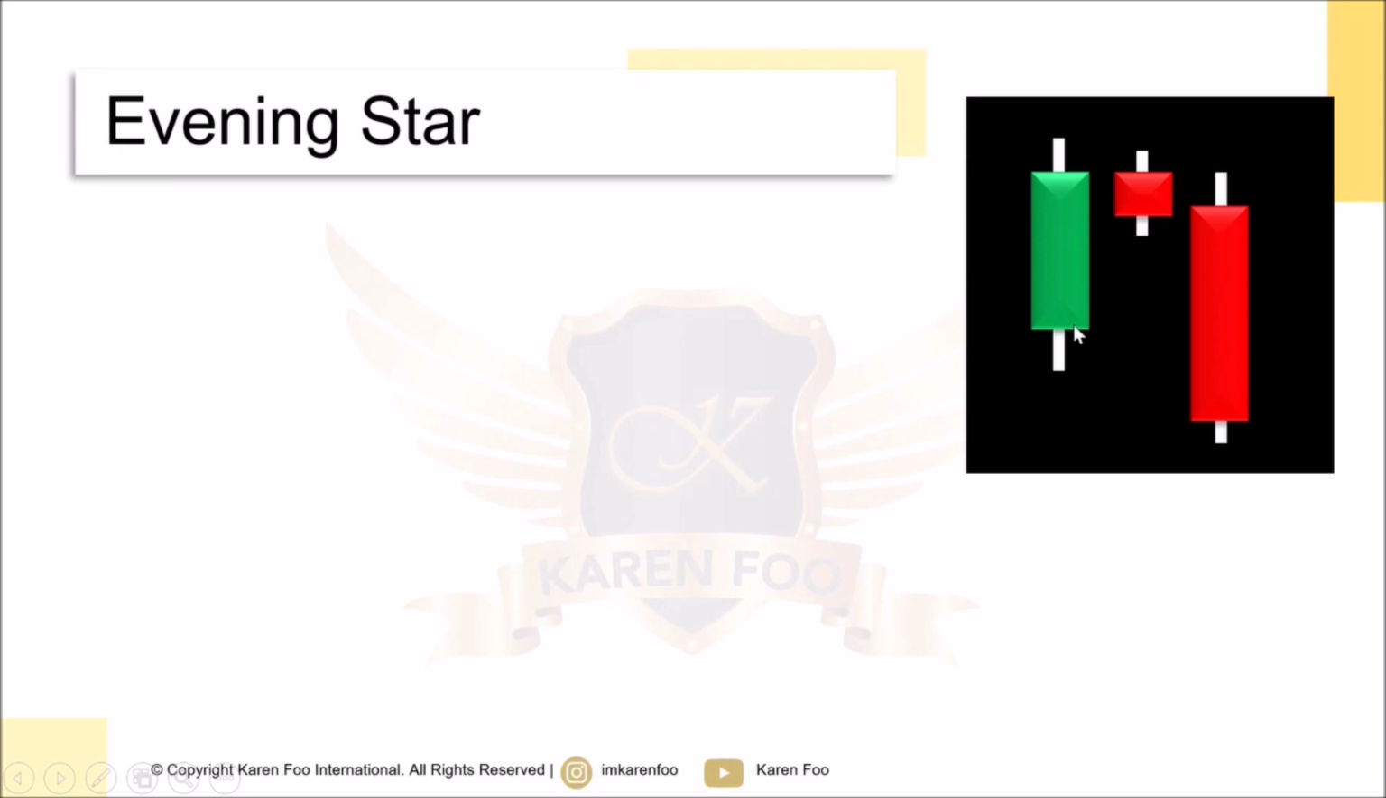It is a triple candlestick pattern. The first candle being a bullish candlestick, second candle being a small candlestick. Normally it will be a spinning top or it can be an inverted hammer, but it has to be very small. Then the third candle is a big bearish candle, and this big bearish candle must be larger than the first candle, and preferably it must close below the halfway point of this first candle.